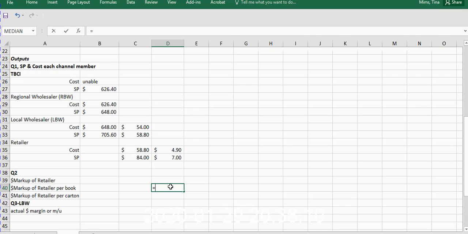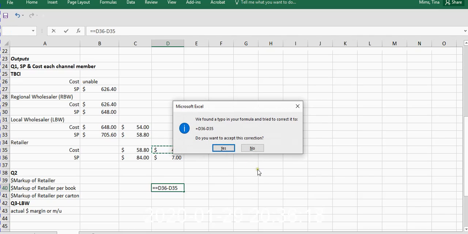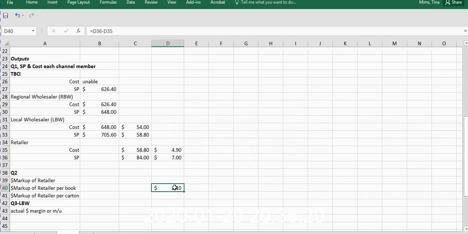We need to calculate. Okay? Equal $7 minus $4.90. Enter. $7 minus $4.90 is $2.10. Then for the carton, let's do $84 minus $58.80. Enter. We've got $25.20.